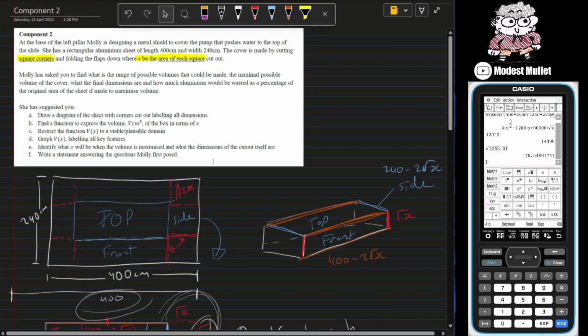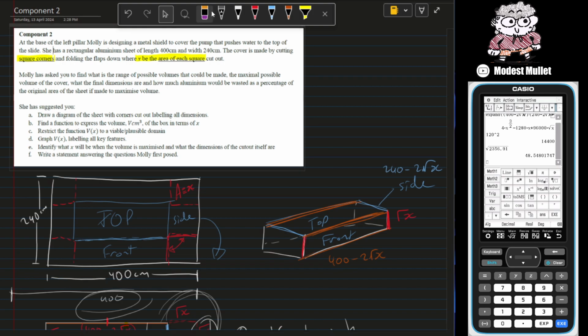And in a worded SAC like this, you'd want to write that as a sentence. Then it says, write a statement answering the questions Molly first posed. Those are the questions up here. So you need to write out a full statement. It would probably be a paragraph, maybe even more. What is the range of possible volumes? You need to state that. The maximum possible volume is blah. What are the final dimensions?